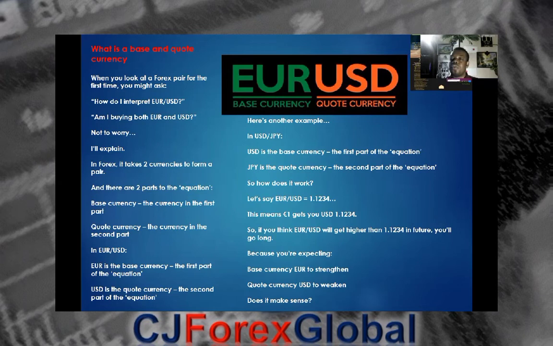You need 1 point something US dollar to get one euro. It means that the euro has more value than the US dollar. Sometimes the US dollar might be more valuable. It depends on the currency it is paired with.